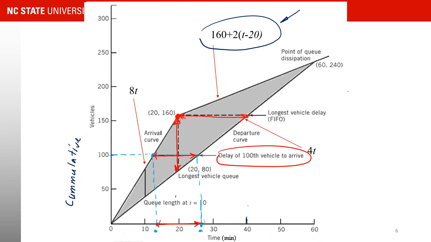And one last thing is that the area between the arrival curve and the departure curve, this gray area, shows total time or delay in the system. So with this figure, you can pretty much figure out a lot of things that is happening in the queuing system.